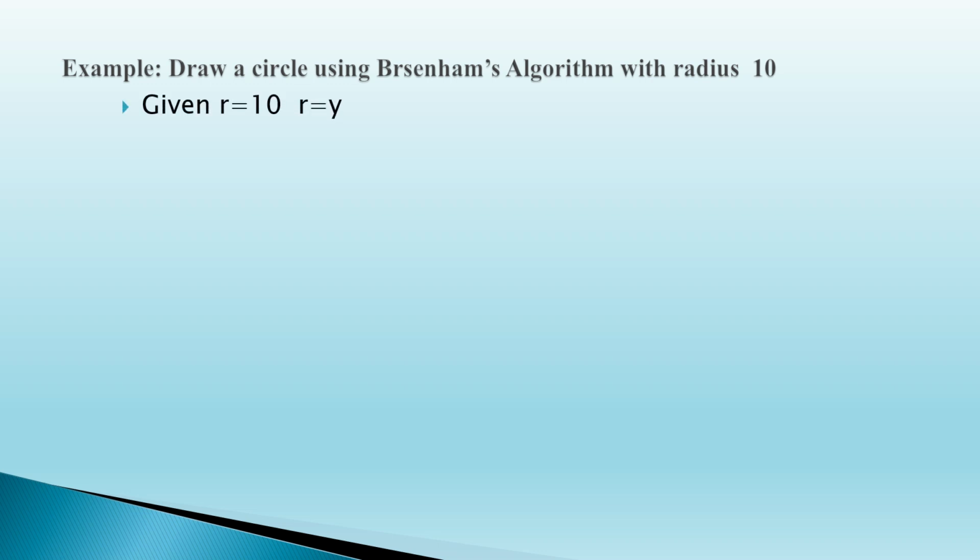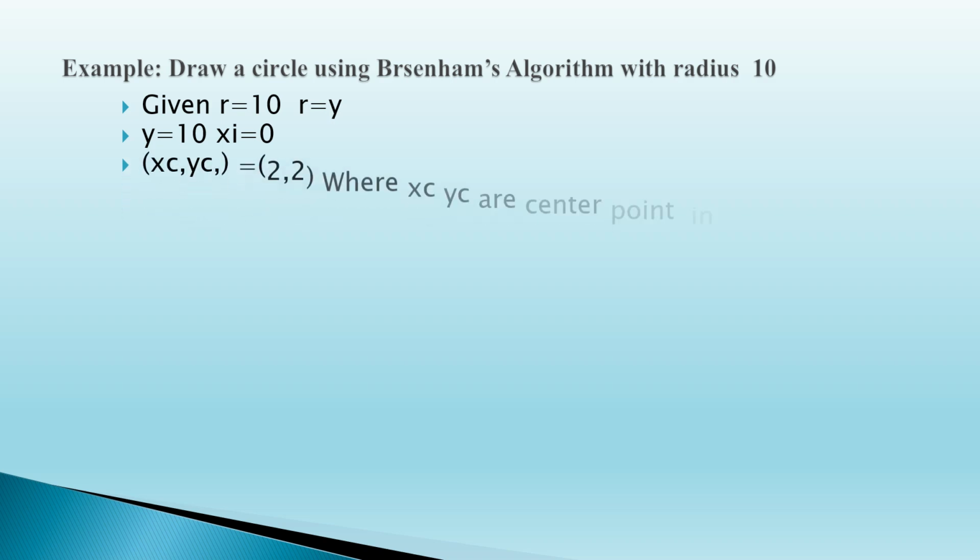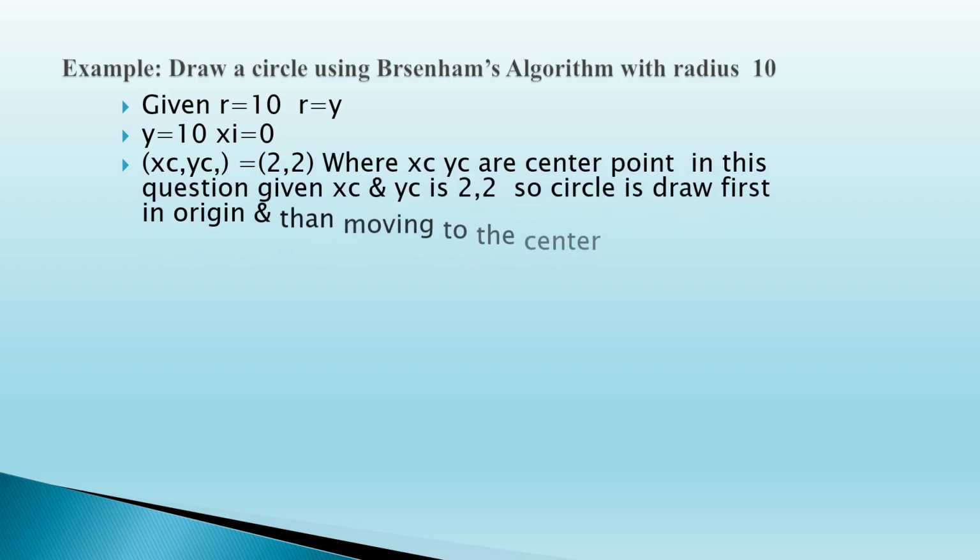The given radius r is 10. In the Bresenham circle, r is equal to the y-axis value, so we denote r equals y. So y equals 10, and x of i initially is 0. For the center, we are taking 2 comma 2, that is x of c, y of c. The circle is drawn first at the origin, then moved to the given center.